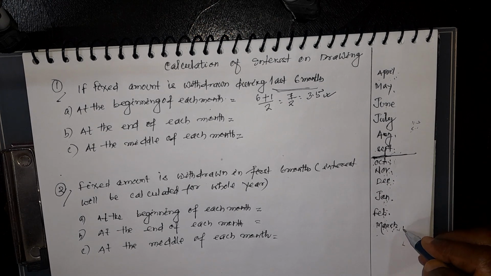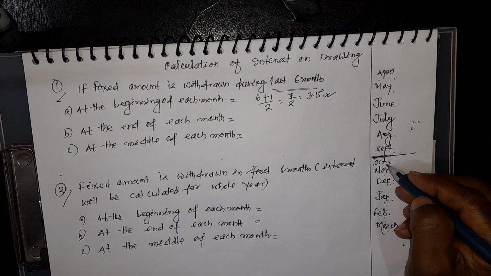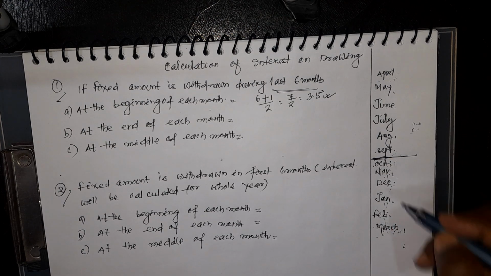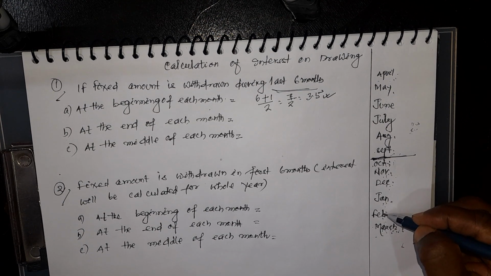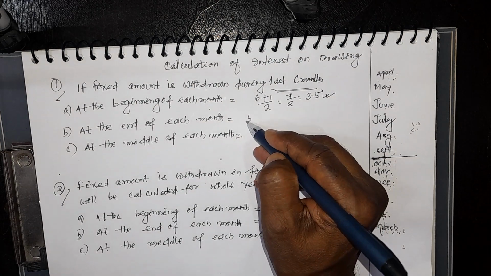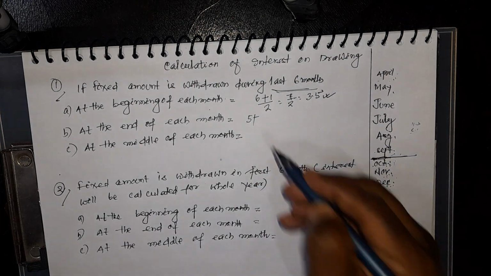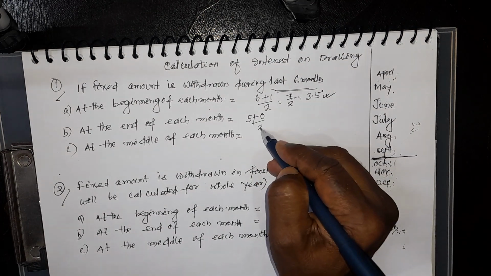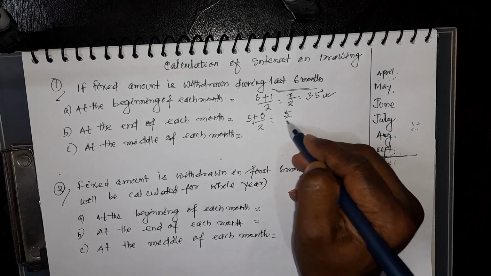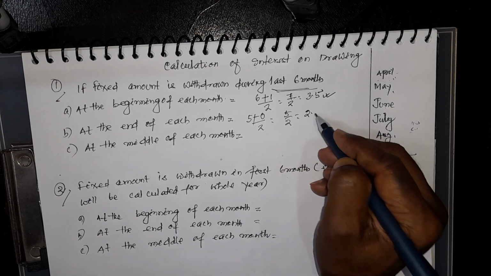Similarly, at the end of each month means October last, November last, December last, January last, February last, March last. October last means we will not calculate October. How many months? 1, 2, 3, 4, 5. So 5 plus March last, which is 0, by 2. So 5 by 2, it will be 2.5.